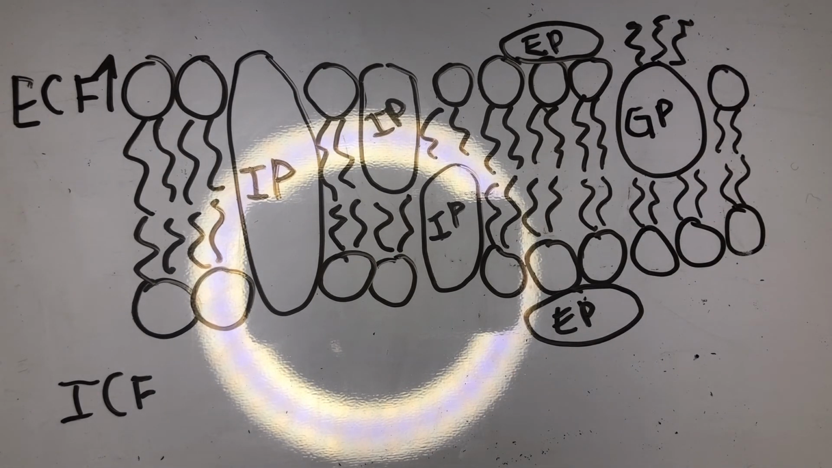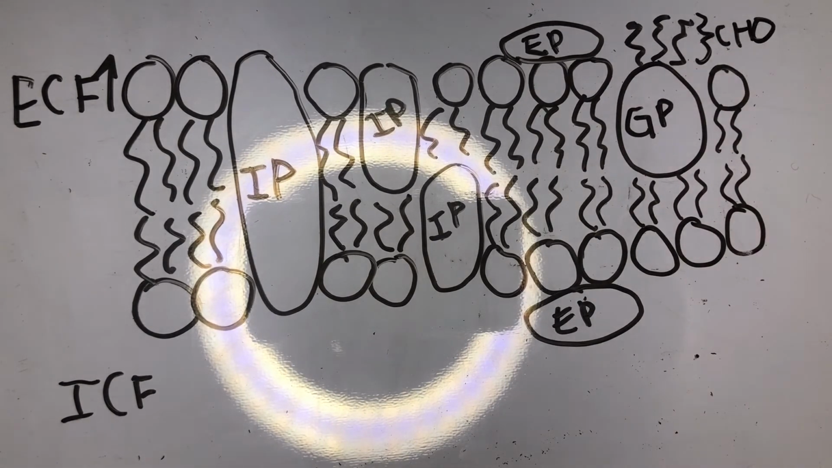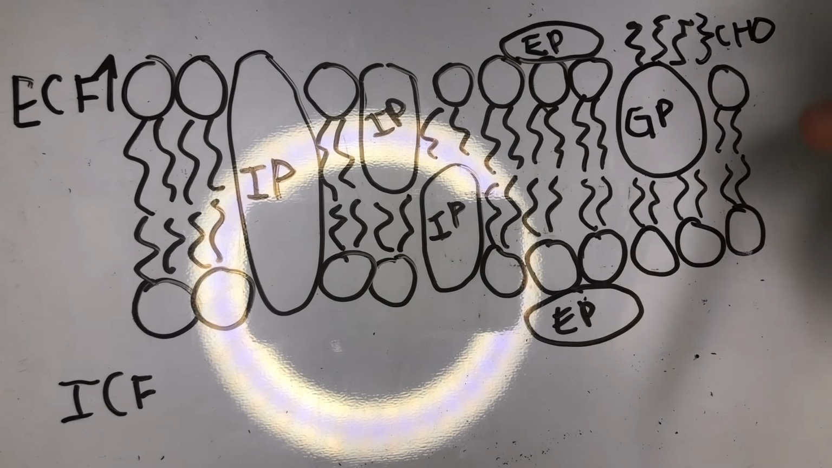And this is going to have carbohydrates, which are organic, attached to it. So these guys right here sticking off are going to be CHO, which means carbohydrate. So these always extend into the extrinsic or extracellular fluid, so the ECF. These are never going to point in toward the cell.